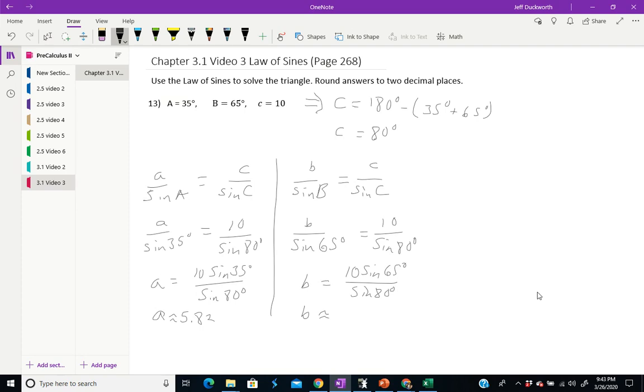Okay, so this came out to about 9.2. And there we have it. We were given three things. We had to find three things. We found that the capital C is 80 degrees, little a is 5.82, and little b is 9.20. And that will do it.